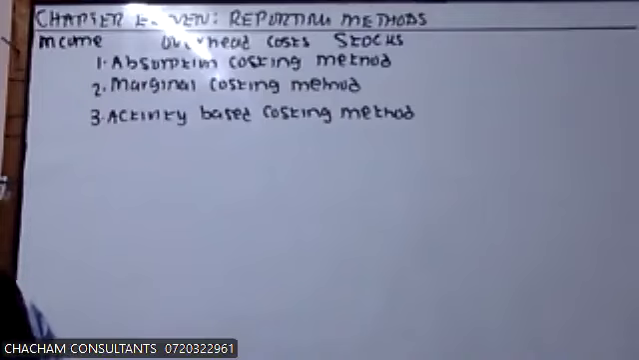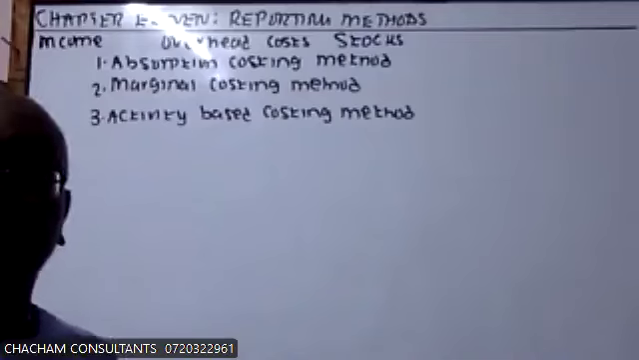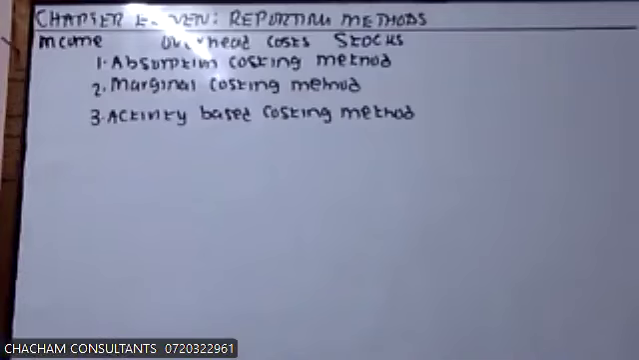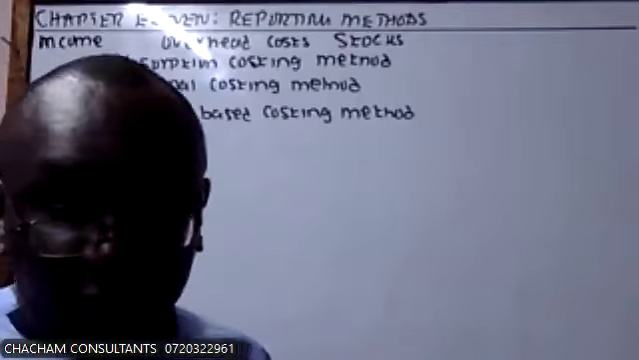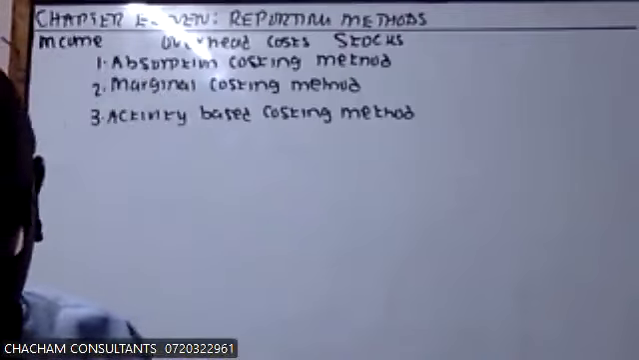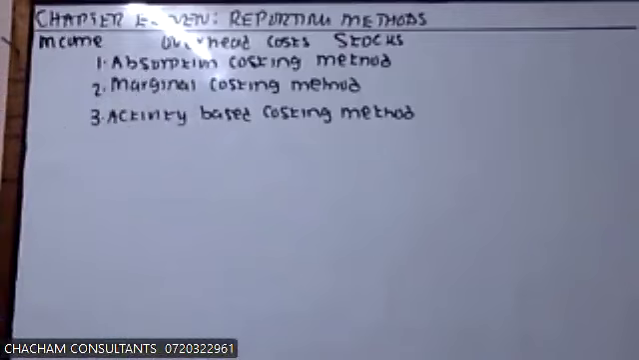Yeah, so how do we prepare the income statement? We have three methods that are used, and the difference is how they analyze the overhead costs and how they get the value of the stocks. We'll be seeing that. So let's start with the first one.